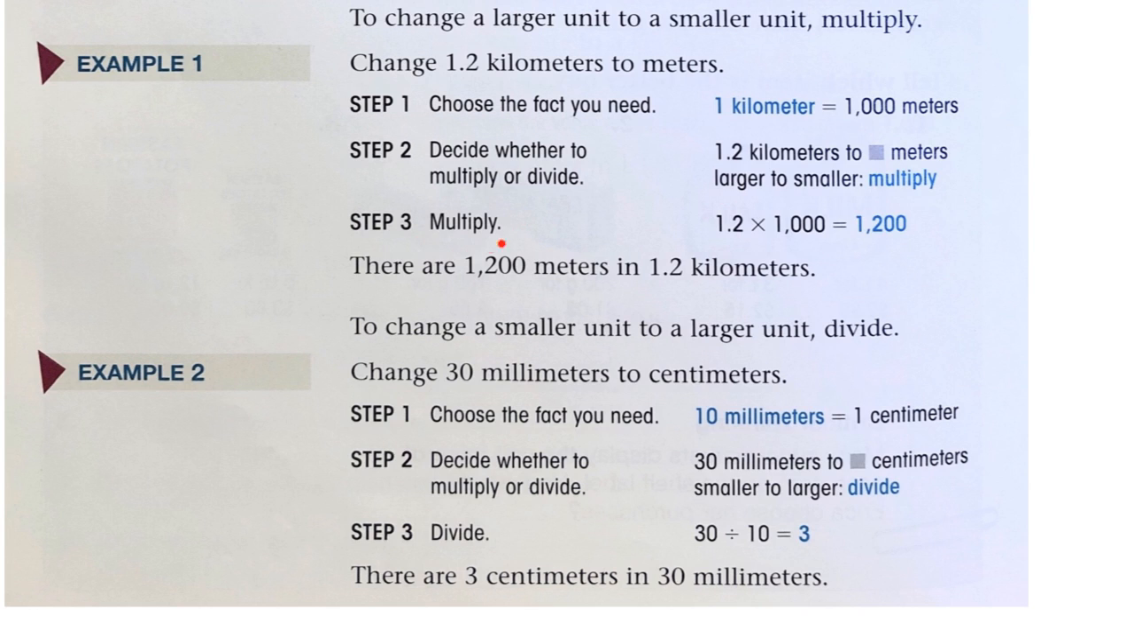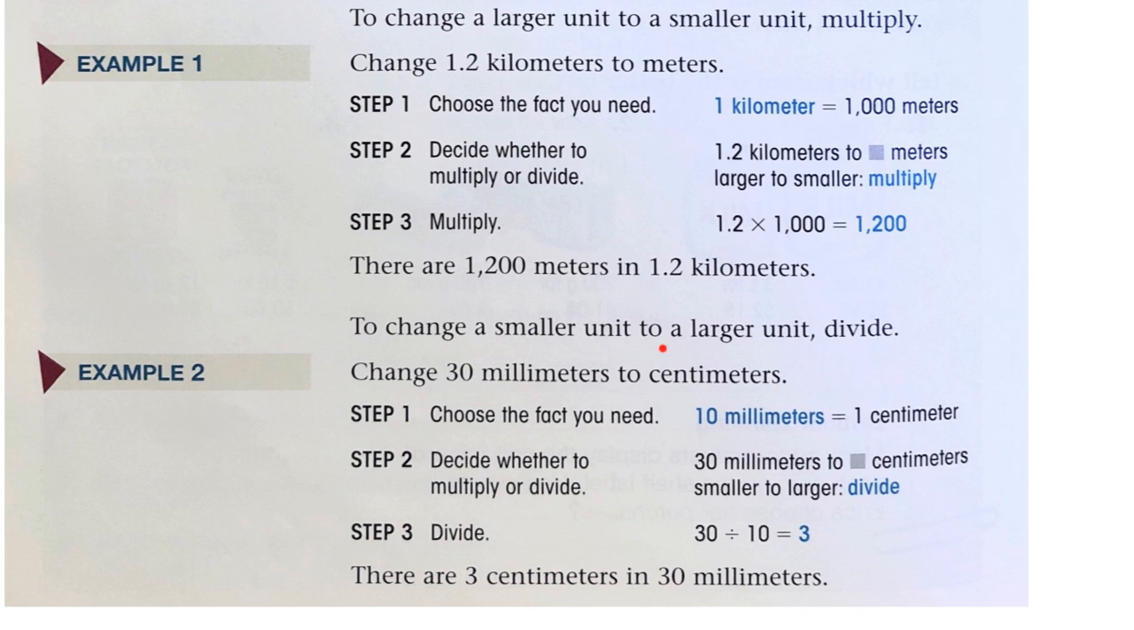So then you actually do the math and multiply 1.2 times 1,000. Remember, there are 3 zeros in 1,000, so we move the decimal point 3 times to the right to get the number 1,200, and that's a whole number. There are 1,200 meters in 1.2 kilometers.